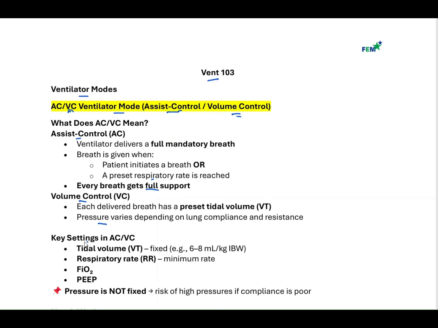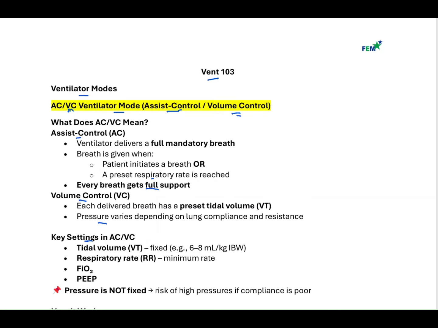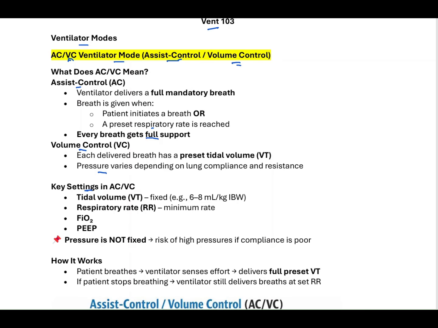So let's now move on to the key settings in AC/VC. In other words, in assist control, volume control. First, you're going to set the tidal volume, and that will be fixed. Based on our previous lecture, our tidal volume usually ranges between 6 to 8 mL per kg of ideal body weight. If you've not watched that lecture, make sure you watch it so that you can know how we calculate the ideal body weight. And of course, if somebody has ARDS, you may want to go lower than 6, depending on how severe the patient's pathology is.